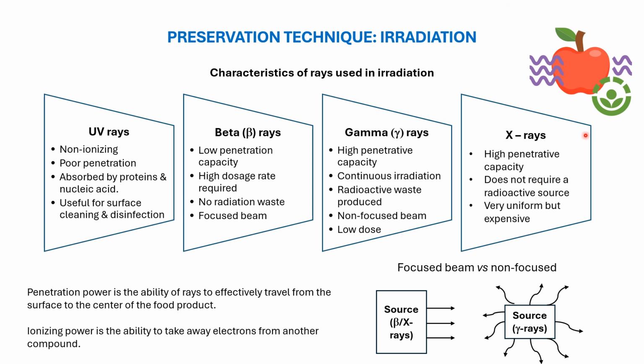Finally, we have X-rays. X-rays have high penetrative capacity. Now, one of the advantages of X-rays when compared to gamma rays is that they do not require a radioactive source. They are also similar to beta rays in the sense that they produce a directed beam. They are very uniform in nature, unlike the gamma rays. But what is the limitation of X-ray? It is very expensive.